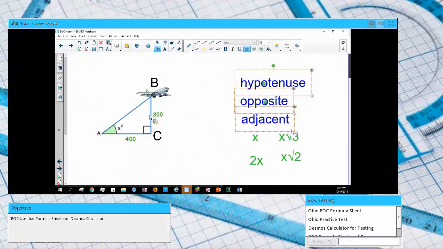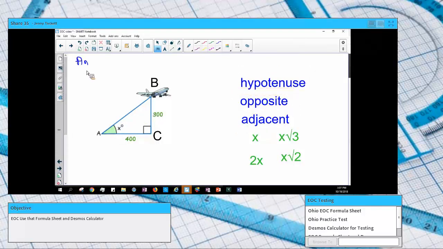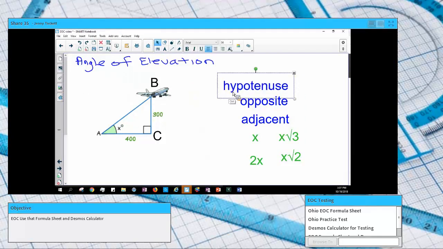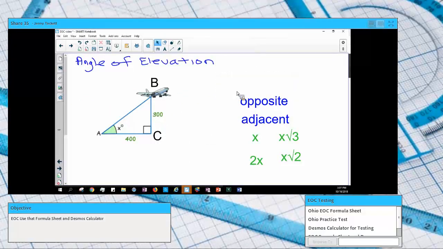Here we have an angle of elevation, meaning we have a horizontal and this plane is taking off, and the angle from the ground up is what we call an angle of elevation. And for some reason, maybe they want us to find this. Because I have two sides and an angle, I need to use trigonometry. So I'm going to label things in a way that will help me with that.